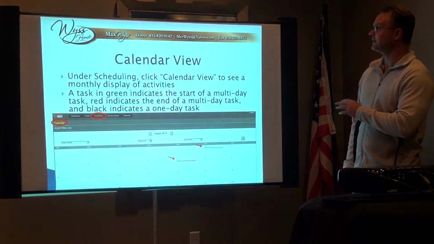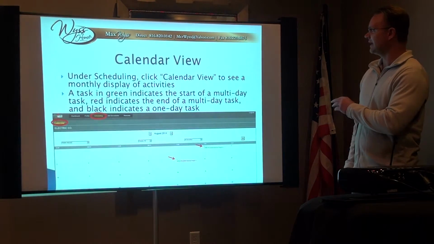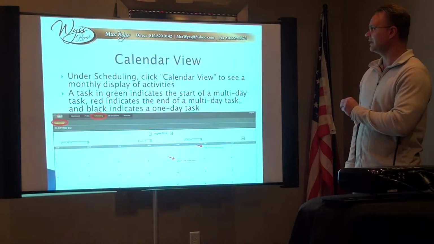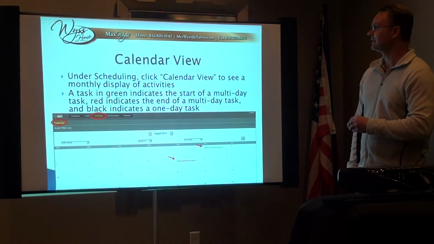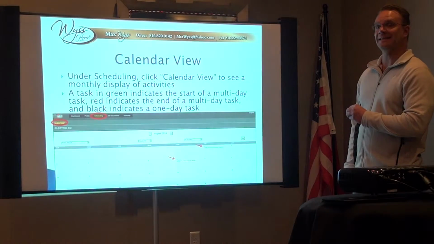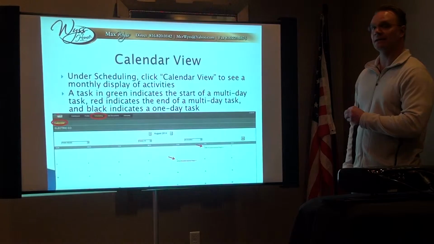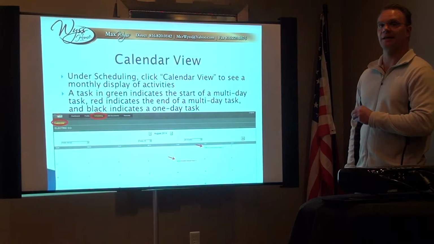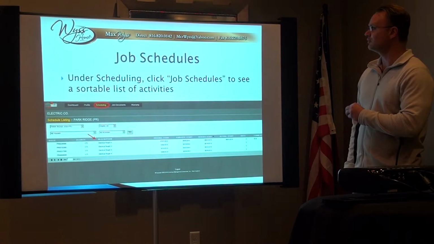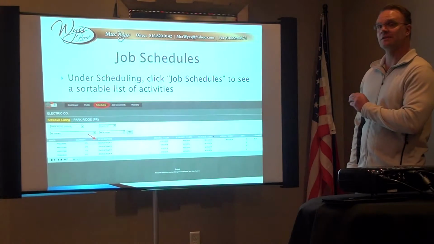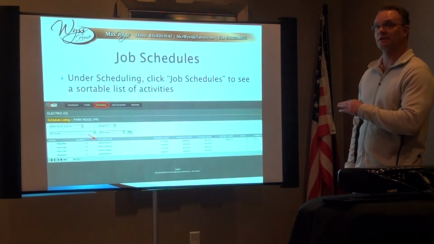This is an example of the scheduling calendar view. Here you can see that the green would indicate the start of a multi-day task. The red would indicate the end of that specific task. And then black will indicate just a single day task, an in and out job. You will be able to specifically snap on your own company there so that the calendar is very clean per job.